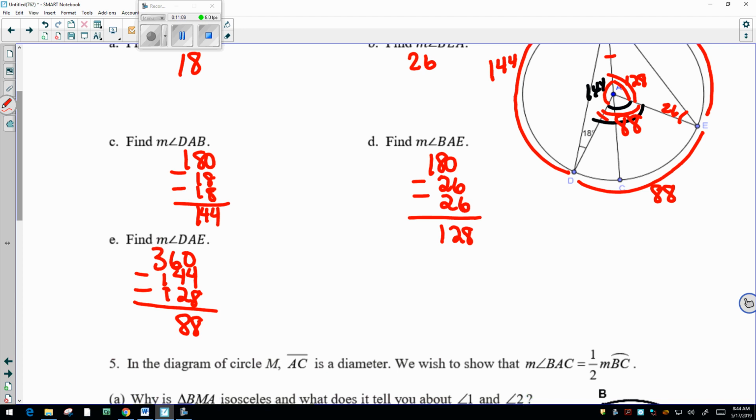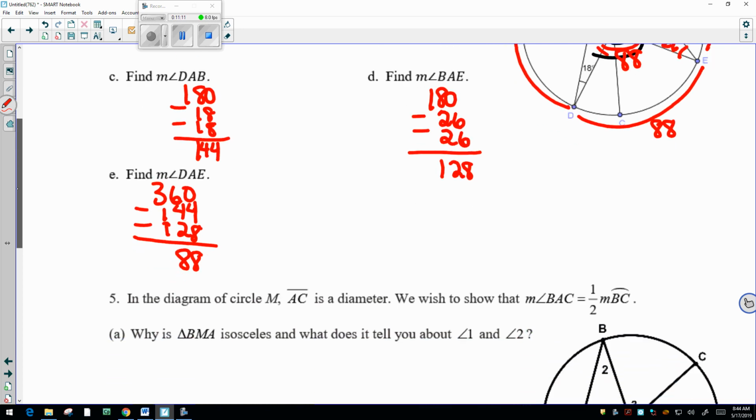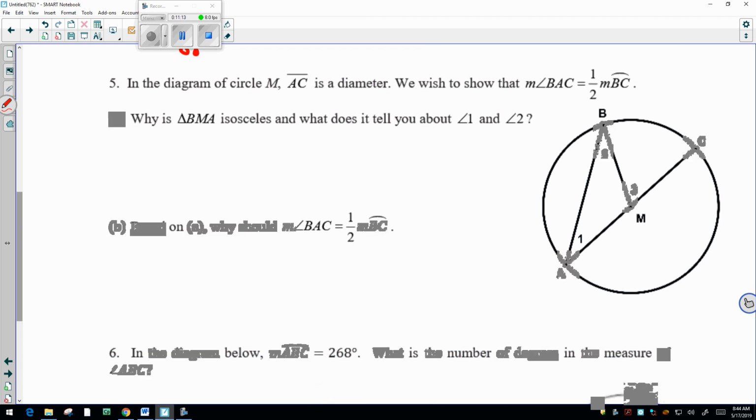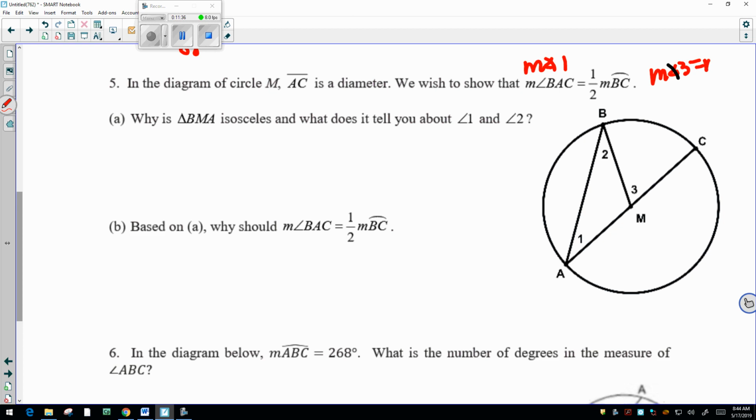Okay. And lastly, we're going to take a look, do a little bit of a proof. It says, in the diagram of circle M, M being the center of the circle, AC is the diameter, we want to show that angle BAC, so in this picture that's like saying we want to show the measure of angle 1 is equal to half of this arc. Okay, well keep in mind, maybe just something to write down. I know to begin with angle 3 is equal to the measure of arc BC, so keep that in mind.